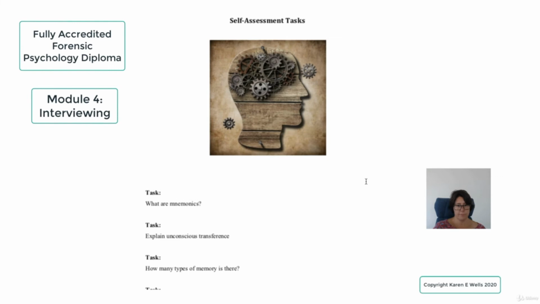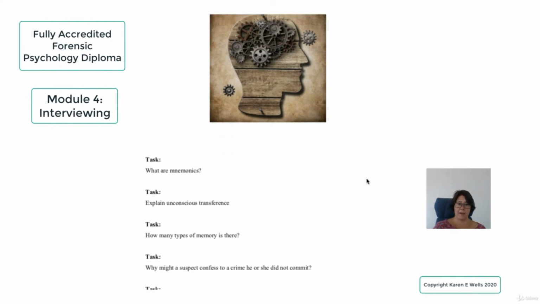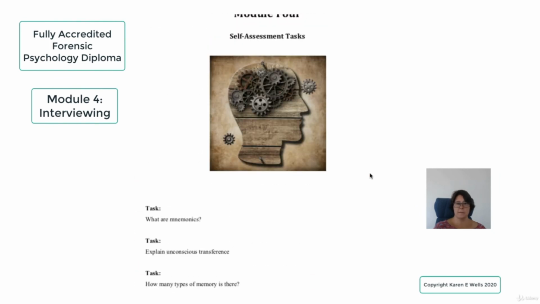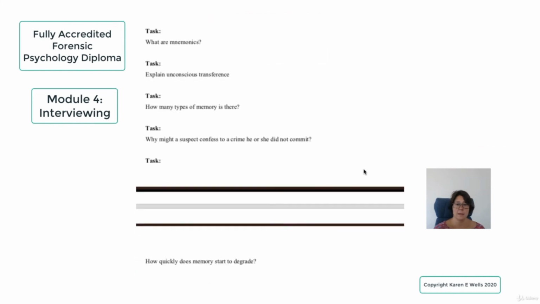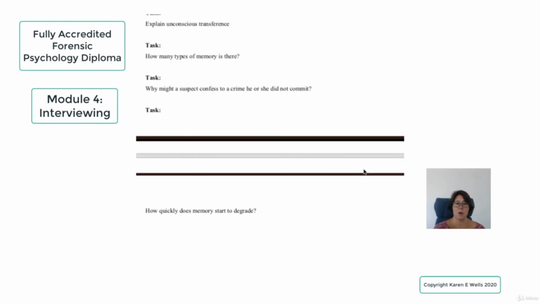So, at the end of Module 4, we have put a number of self-assessment tasks there for you. The first is, what are mnemonics? The second is, explain unconscious transference. The third is, how many types of memory are there? The fourth is, why might a suspect confess to a crime that he or she did not commit? The fifth being, how quickly does memory start to degrade?